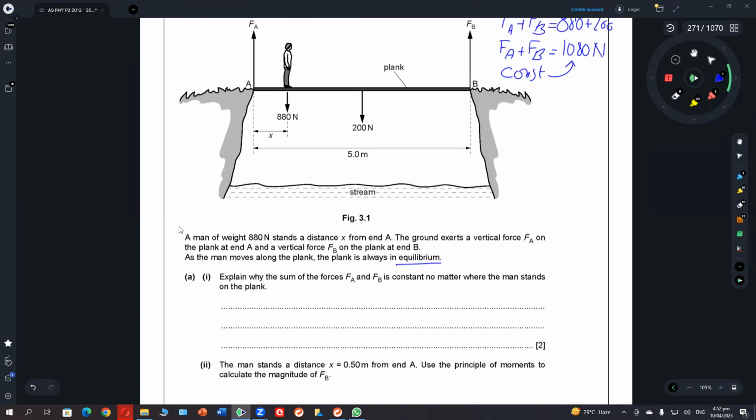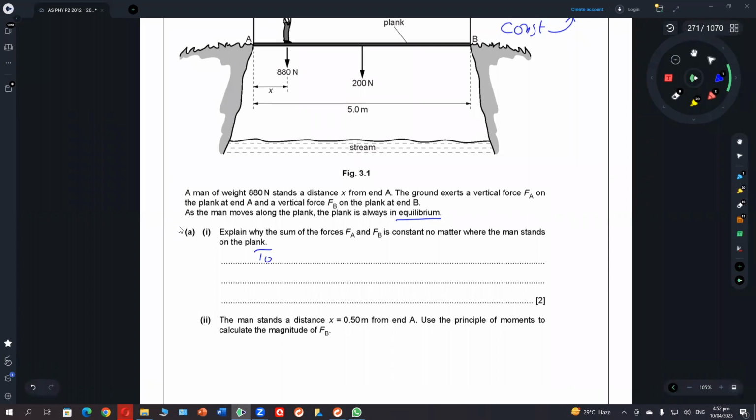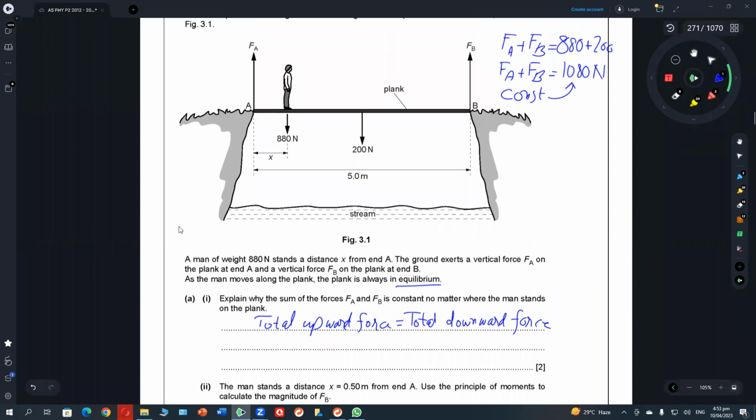Now, can you answer this question now? Explain why the sum of the forces, where the man stands, because it doesn't matter where the man stands, the total downward will remain 1080. So you will tell the examiner that, look, total... look, this one. You will convince the examiner by this approach, and I have shown a calculation here.